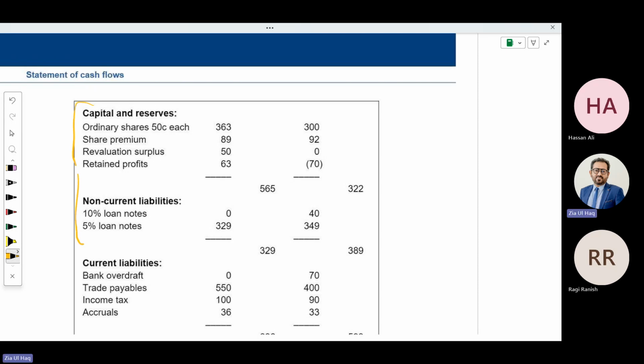Bank overdraft in previous year we were having, this mean in opening cash and cash equivalent 70. Overdraft negative figure will be adjusted. Trade payables increase, working capital, income tax payable opening closing balance. From this we will open tax payable account and will calculate tax paid. Not could be different. How we will see. Accruals, opening closing balance.